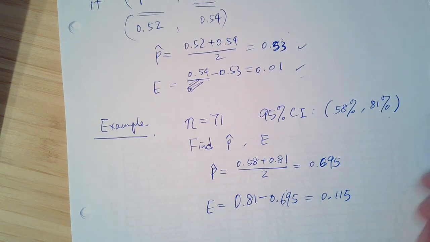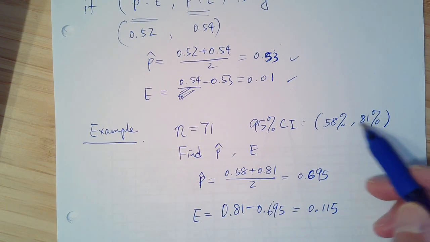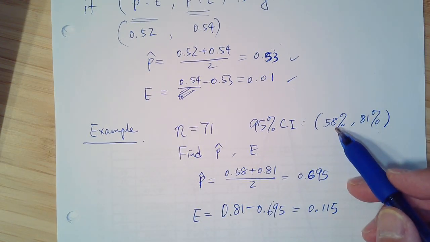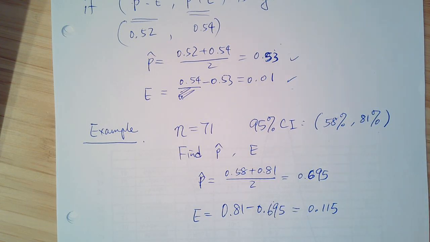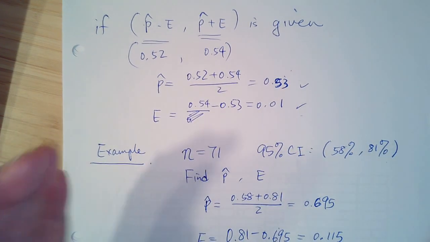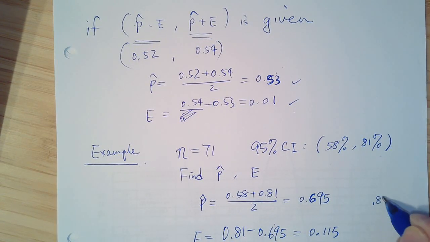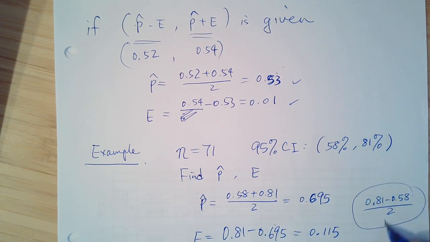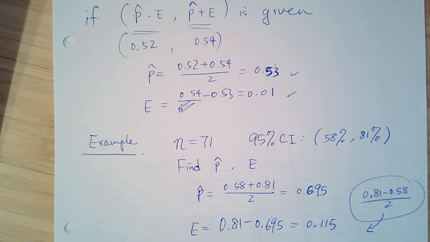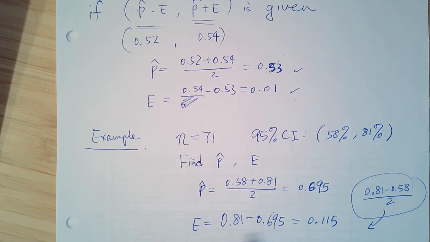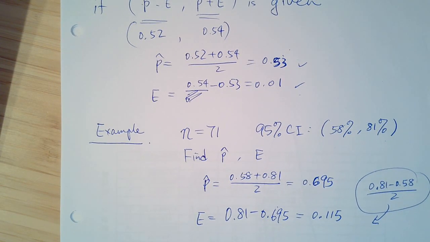All right, or the other way is you can use the upper limit minus the lower limit and divide it by 2, which is the same thing, because the width of the interval is 2e. So if you use the upper value 0.81 minus the bottom 0.58 and then divide it by 2, you can also get this e. So that's the same thing, but this one is also straightforward.